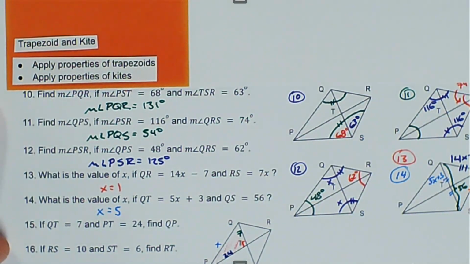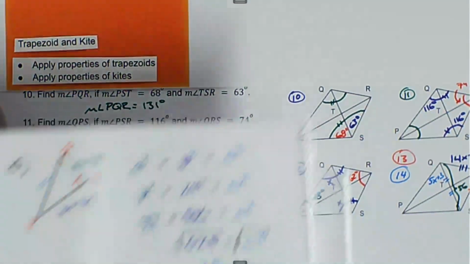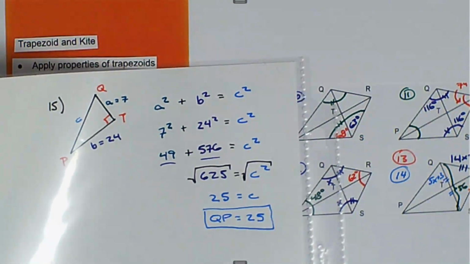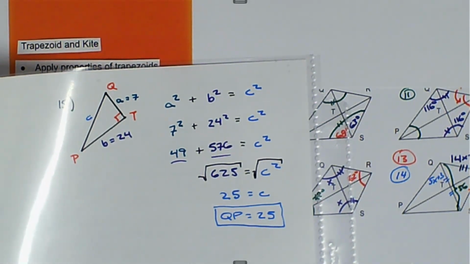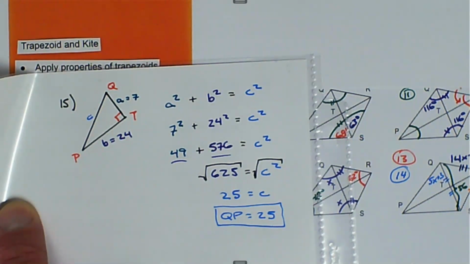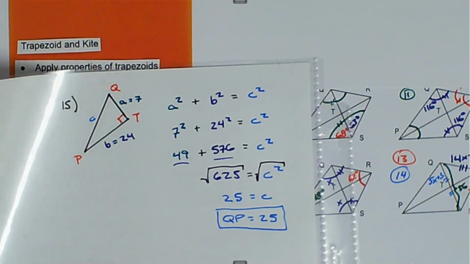So for number 15, I drew another picture and made it a right triangle. So then we have a squared plus b squared equals c squared, where a is 7 and b is 24. We square both of those, and we get 49 plus 576 equals c squared. 49 plus 576 is equal to 625. To get c by itself, we take the square root. So we get QP is equal to 25.